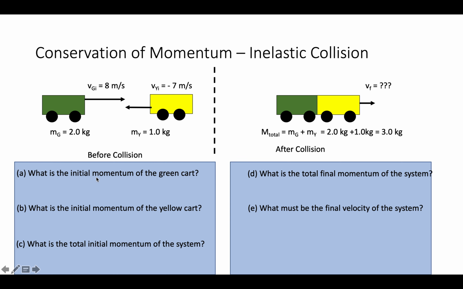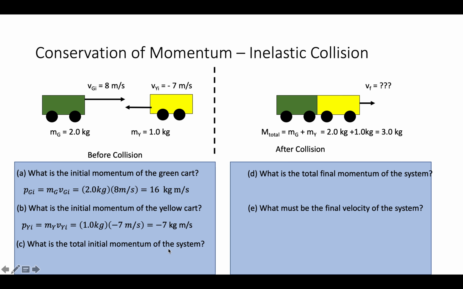So we start off by determining the initial momentum of the green cart. The initial momentum is just the mass times its velocity. So the mass is 2, its velocity is 8, so the initial momentum is 16. We can also determine the initial momentum of the yellow cart. Its mass, 1, times its velocity of -7. So that gives us an initial momentum of -7 kilogram meters per second.